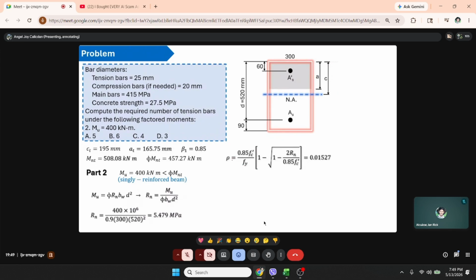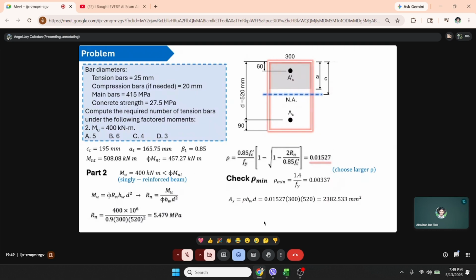And solving for the actual steel ratio, by using this formula, we have actual steel ratio of 0.01527. And same raman ang FC prime 27.5. So kanila japon ang mag-govern na rho min 1.4 over Fy. And we'll choose the larger of the two. So we'll use 0.01527, the actual rho. So to get AS is just rho BWD.